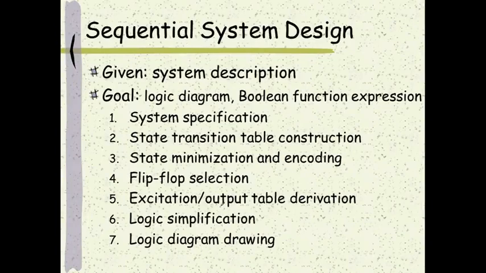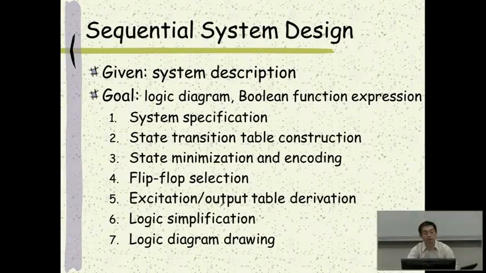So now let's talk about the typical design procedure for a sequential system. This starts with how to specify the system. And then we try to build the state transition table, sometimes with the help of the state transition diagram or graph. And then we minimize the number of states in the state table, and then we do a state encoding, which is similar to input encoding.